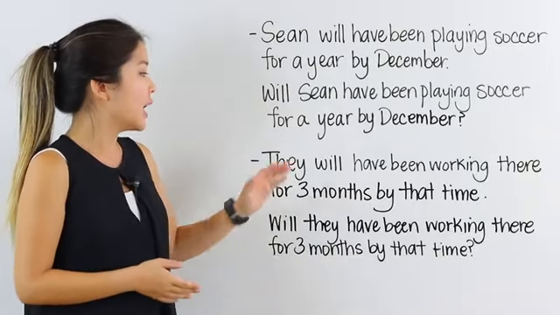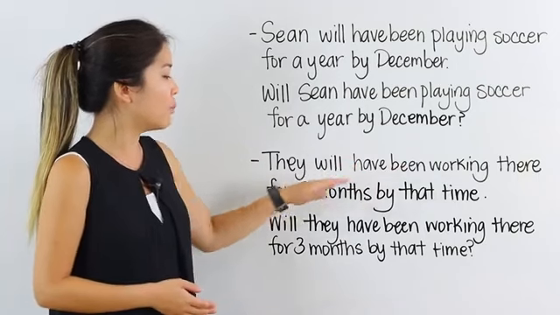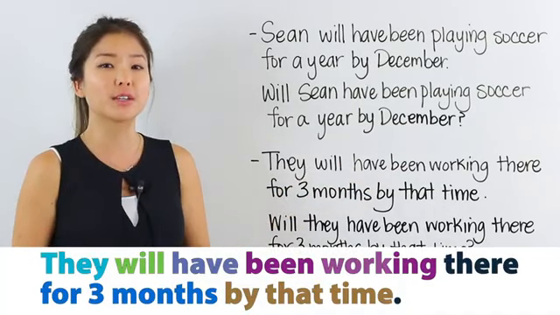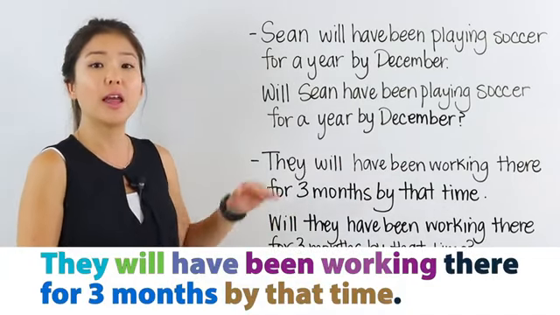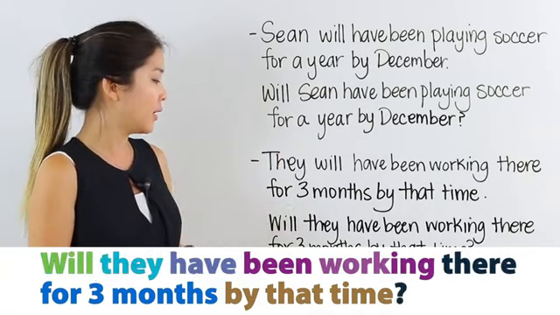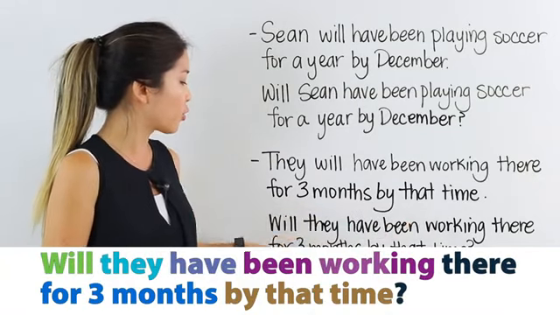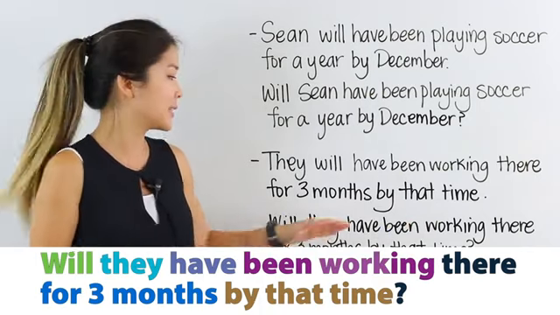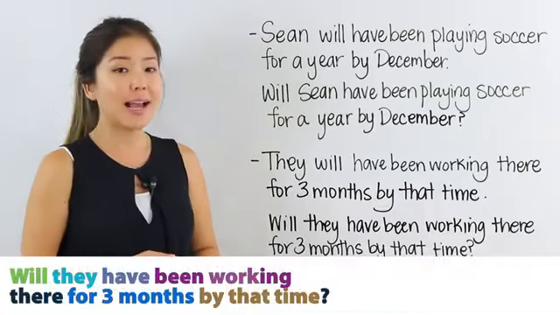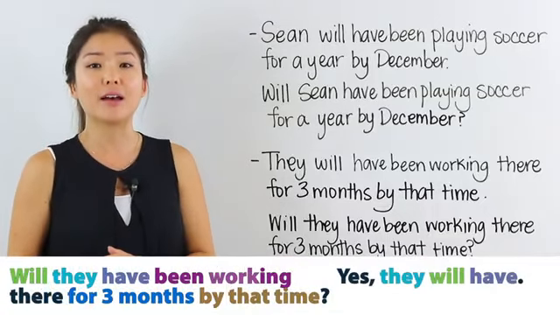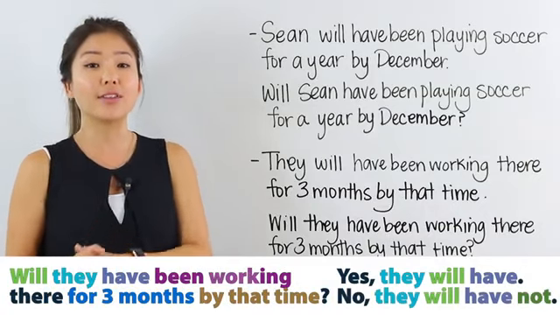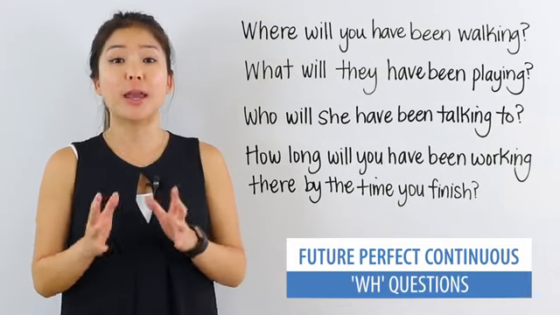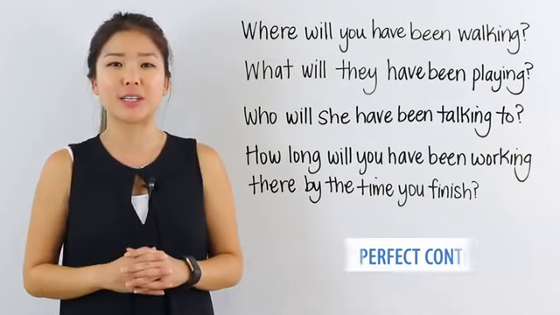The next sentence says, they will have been working there for 3 months by that time. Again, I change the order of the first two words to turn this into a question. They will becomes will they. Will they have been working there for 3 months by that time? Again, the rest of the sentence stays the same. I can answer by saying, yes, they will have, or no, they will have not. Let's move on. Now, let's take a look at how to form WH questions in the future perfect continuous tense.